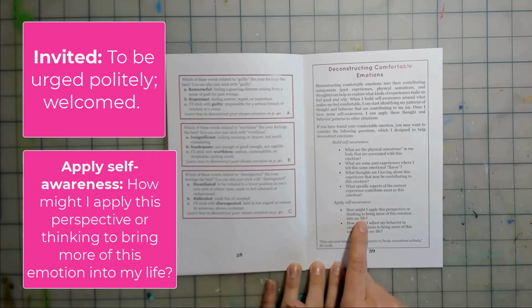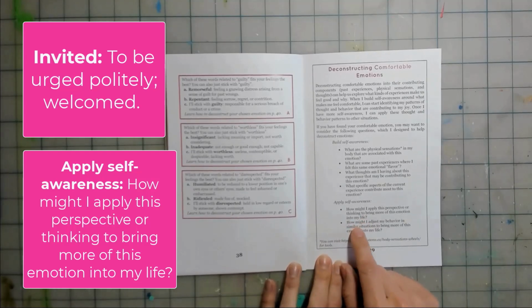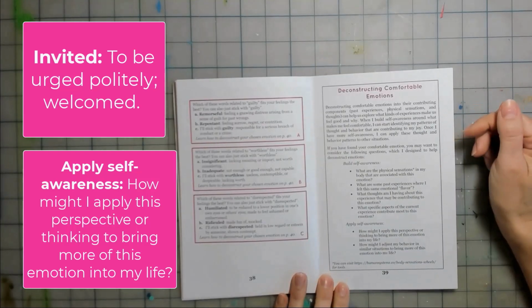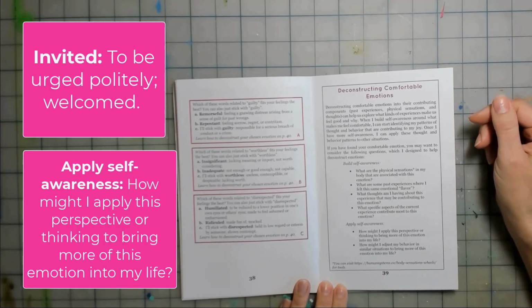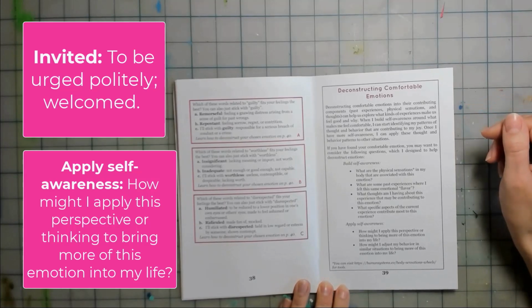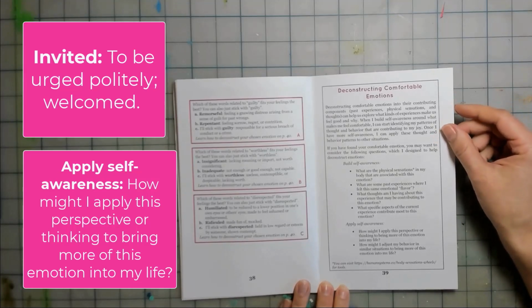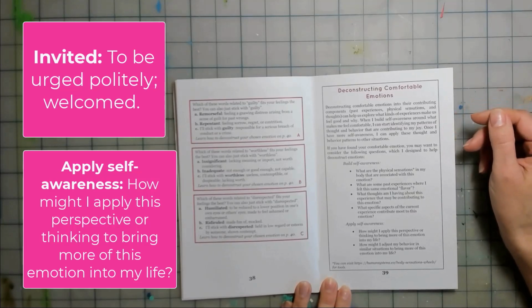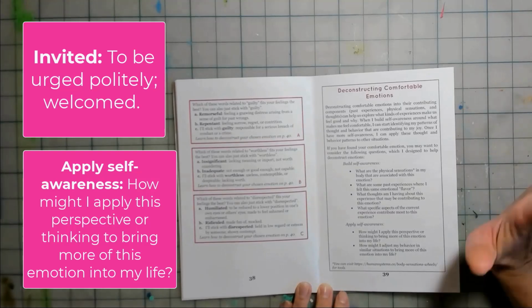So how might I apply this perspective or thinking to bring more of this emotion into my life? So I think I can remember that I deserve to be accepted and invited by others, and that is a real possibility. So this person is just one of many people in my life where I met with them or started a friendship with them and I felt regularly invited into a relationship with them. So I think remembering that that is a possibility, that there's lots of people out there and I could start a friendship with them, I think that would help me bring more of this into my life.